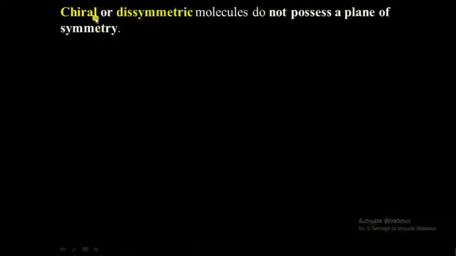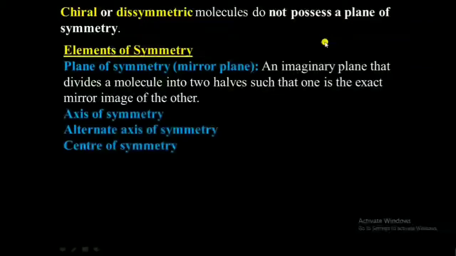So a chiral molecule or dissymmetric molecule does not possess a plane of symmetry. That is one of the aspects of a chiral or dissymmetric molecule. So let's see what a plane of symmetry is. There are different kinds of symmetry elements. Symmetry elements means if you examine a molecule and do some symmetry operations, you will know whether that molecule has that symmetry.